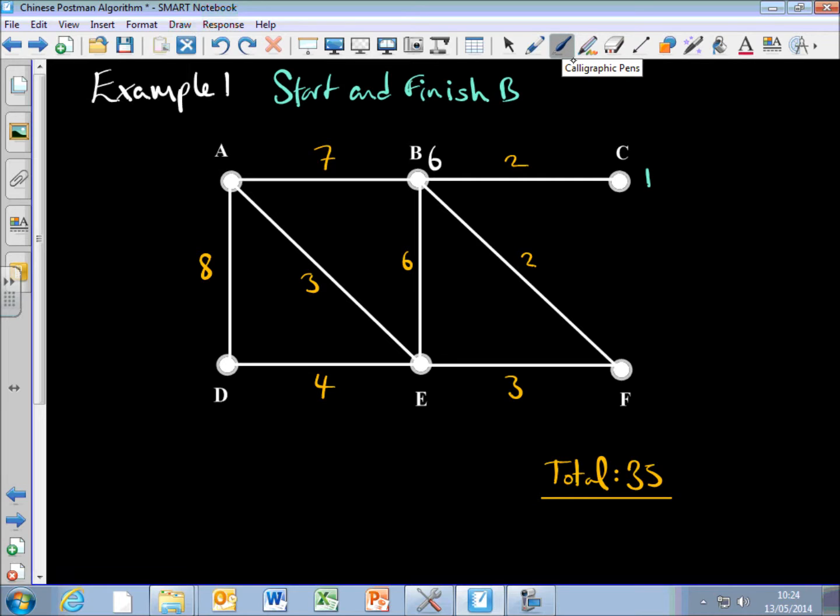There's an order of 1 here. There's an order of 2 at F. There's an order of 4 here. There's an order of 3 here. 2, 4, and that's it. So I've got 2 odd nodes. So let's just make a note of this. The graph then, this graph is semi-Eulerian.